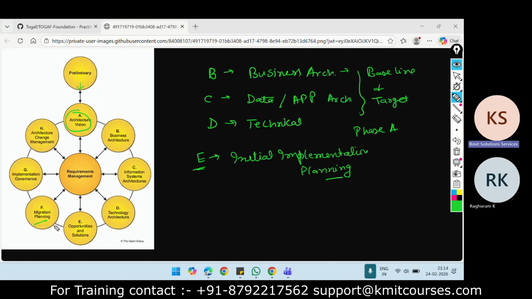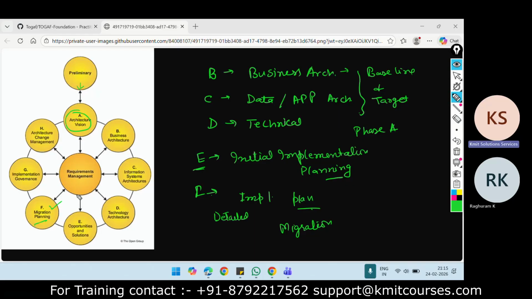Phase F is the migration planning. In phase F, it will describe how to move the baseline to the target architecture. So you can say it will be your implementation plan, or the detailed implementation plan and migration plan. That we will see in phase F.